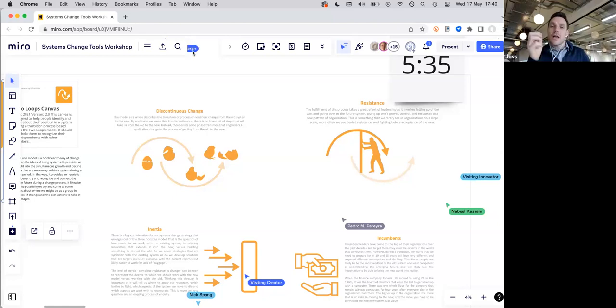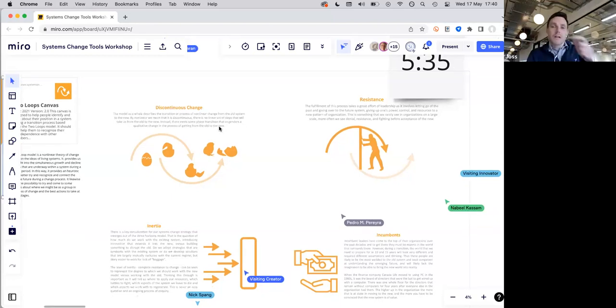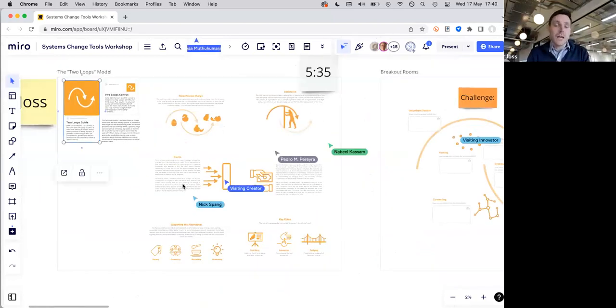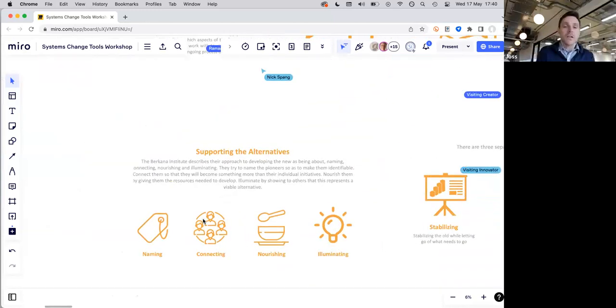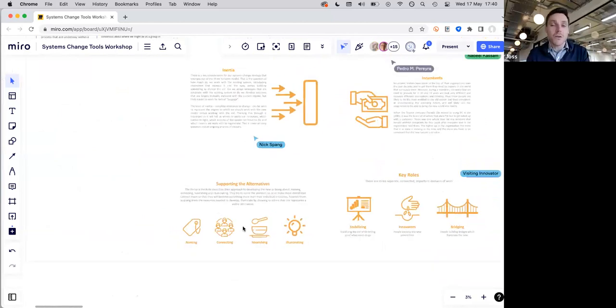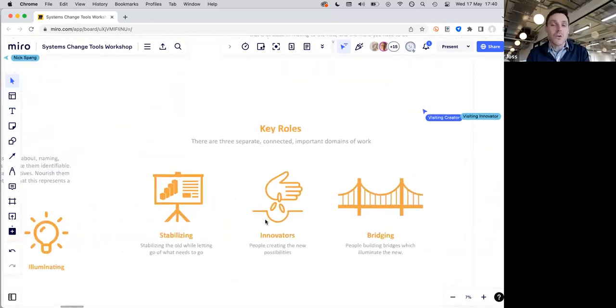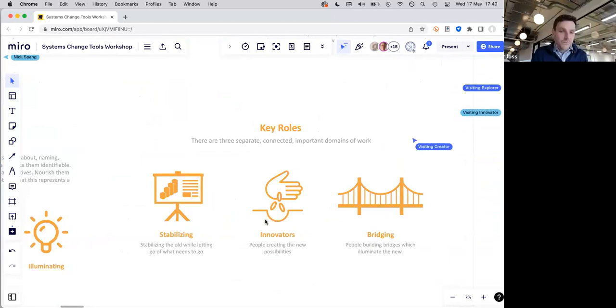And maybe I'll just keep going on from there. You'll find all about that in the guide there. There is a theory of change that Margaret Wheatley and Deborah Frieze talk about, how you can name and connect and nourish and illuminate the incumbent system. We'll look at that now, and there are important roles to be played in this.